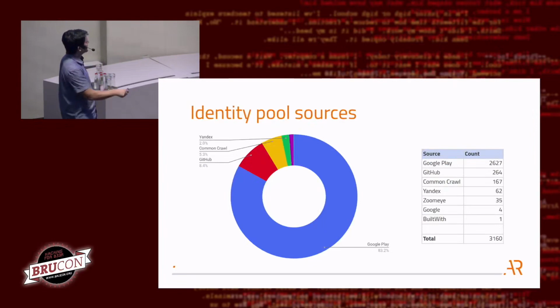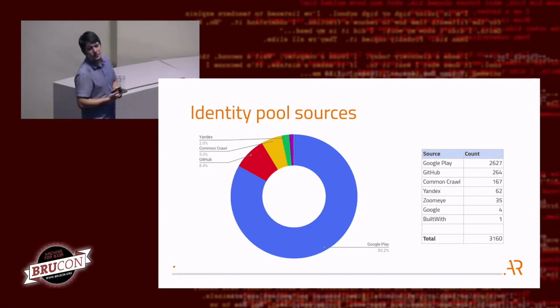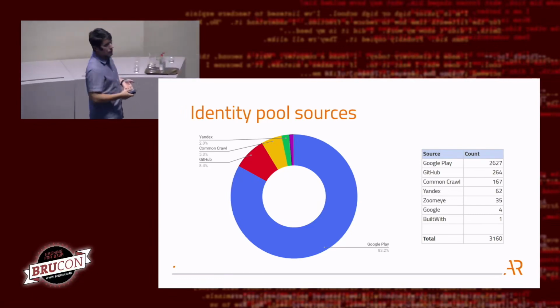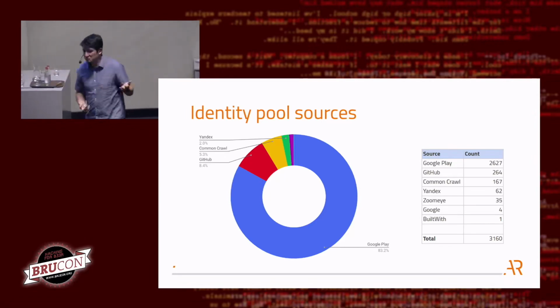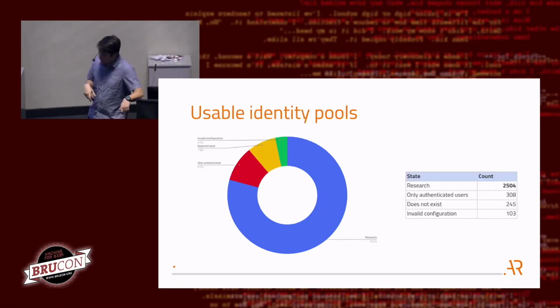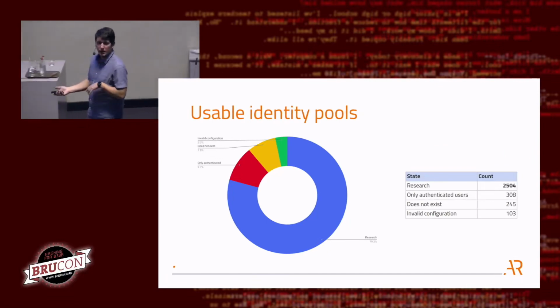I found around 3,000 identity pool IDs. Most of them came from Google Play. And this is something that I expected because Cognito is targeted at mobile application developers. So this is something that I really expected. And I got other IDs from GitHub, and Common Crawl, and some other sources. Some of those identity pool IDs were usable, others were not.